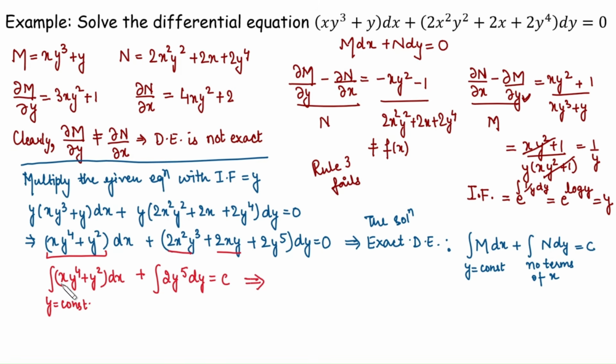This implies integration with respect to x, keeping y as a constant, of this term is x square by 2 into y raised to power 4, plus y square is a constant term, that is as it is, into x variable, plus integration of this term with respect to y is 2 into y raised to power 6 by 6, is equal to constant. And this is the general solution of this differential equation.